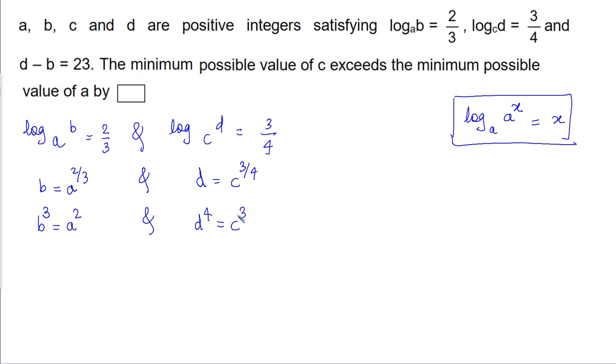Okay everyone, and along with this we know one more equation, that is the value of D minus the value of B is equal to 23. Okay, so now we want to find the minimum possible value of A and the minimum possible value of C. So what we'll do is, the LCM of 3 and 2 is 6. So let's take this is equal to p to the power 6.